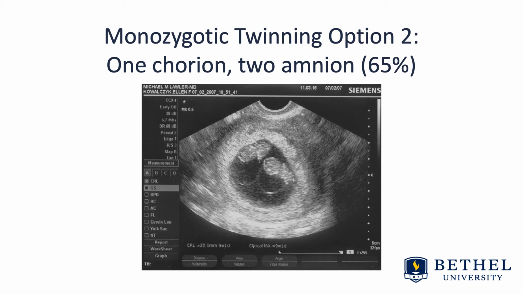And this is what the majority of twinning is going to be. On ultrasound, you can clearly see that gestational sac. What surrounds that gestational sac is going to be your chorion, and then you have those two little thin bubbles on the inside that contain each of those embryos, and those bubbles are your amnions. So one chorion, two amnions.